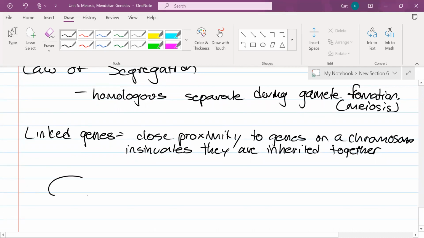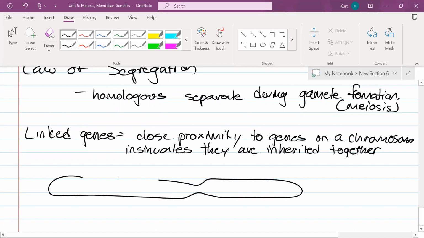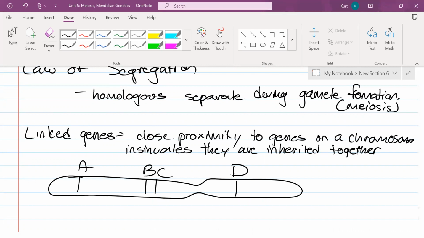So here's a chromosome. Let's say here's gene A, B, C, and D. Which two genes do you think are going to be most likely passed on together? Which ones have the greatest likelihood of being passed on together? B and C. Why? Because they are so close to each other.